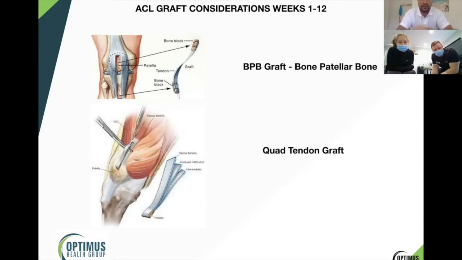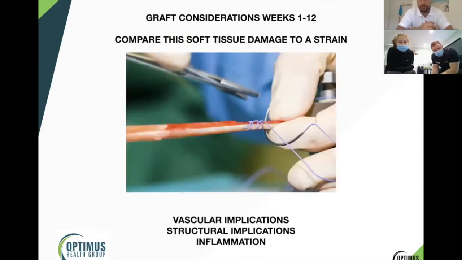All right. So what we'll do, having a look at this picture, let's ignore ACLs and let's ignore surgery. What if, say, it was a bicep tendon? What if I had to cut out a tendon of bicep and an aspect of the muscle? What vascular implications and what structural implications and inflammatory implications would you have if that happened? What would you guys reckon?